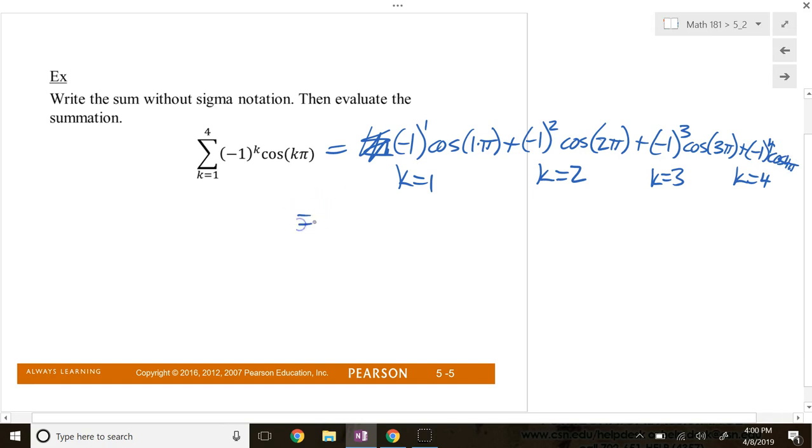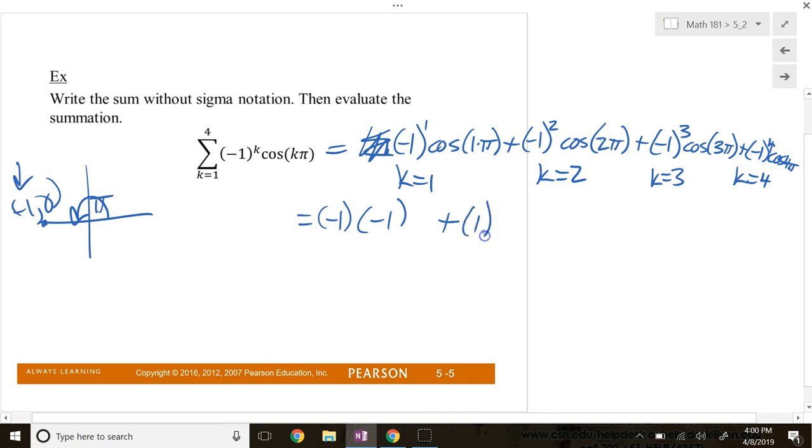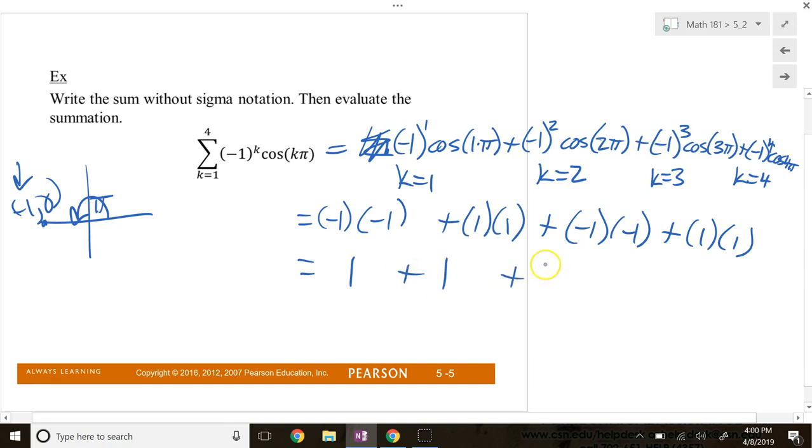Okay, so let's clean this up. Well, negative 1 to the 1 is just negative 1. Cosine of pi is negative 1, right? You're thinking, what's the cosine of pi? Right there, the cosine is negative 1. Negative 1 squared is just 1. Cosine of 2 pi is 1. Negative 1 to the third is negative 1. Cosine of 3 pi is negative 1. Negative 1 to the fourth is 1. Cosine of 4 pi, that's twice around, is 1. So 1 plus 1 plus 1 plus 1, and this ends up being 4.